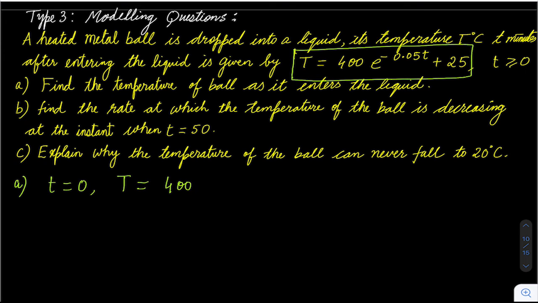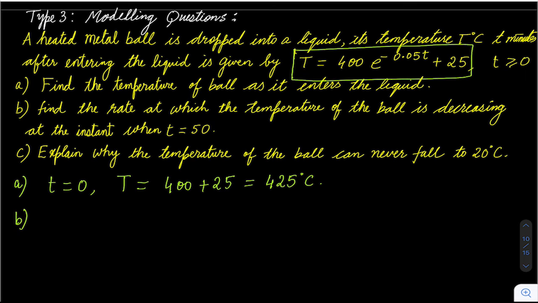Now what is e power minus 0.05 into 0? That is e power 0, that is 1, that we already know. So plus 25. So this will give me 425 degrees Celsius. Okay. So this is the temperature of the ball as it just enters a liquid.